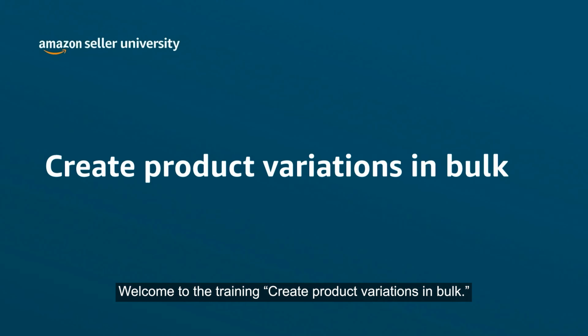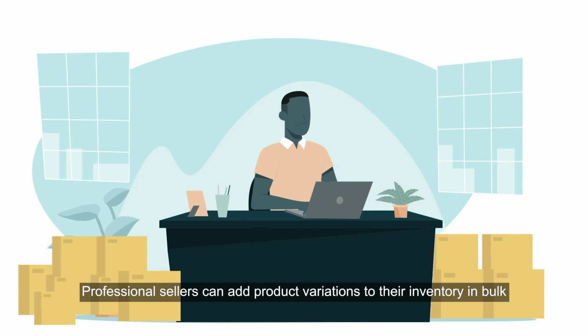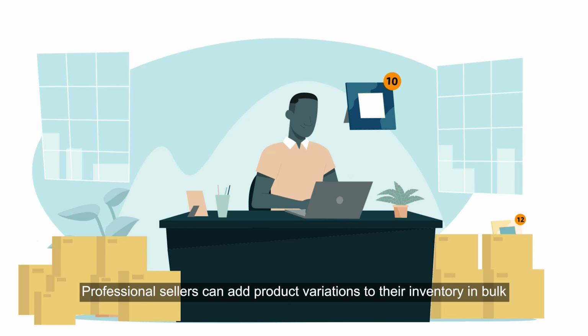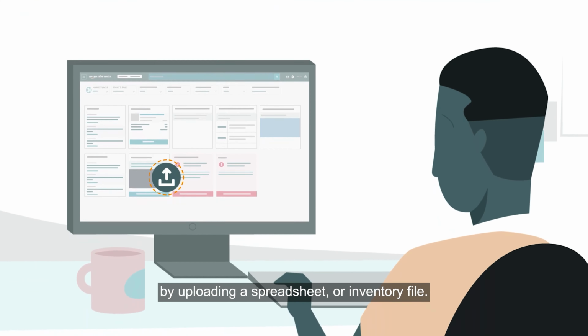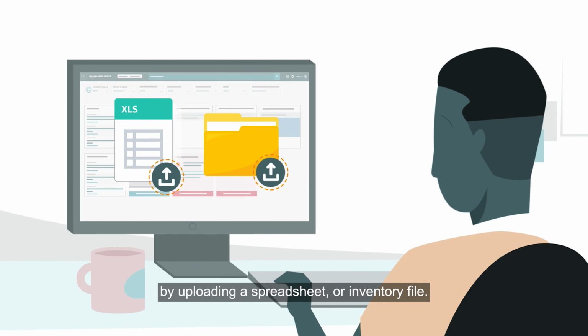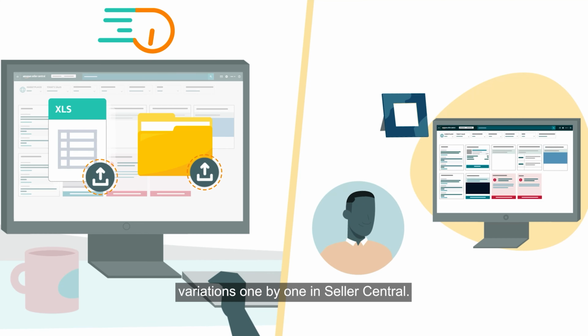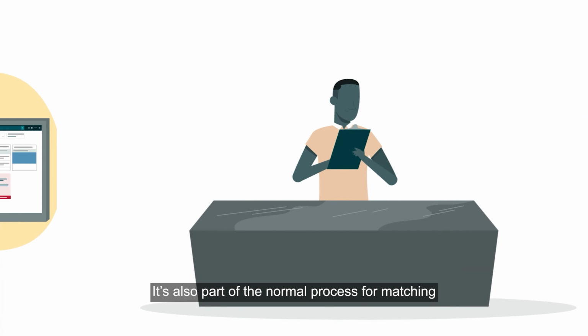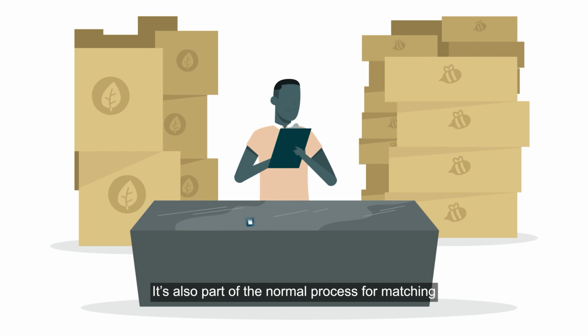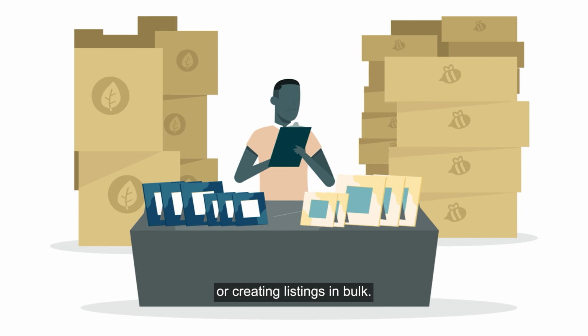Welcome to the training, Create Product Variations in Bulk. Professional sellers can add product variations to their inventory in bulk by uploading a spreadsheet or inventory file. This option is faster than adding product variations one by one in Seller Central. It's also part of the normal process for matching or creating listings in bulk.